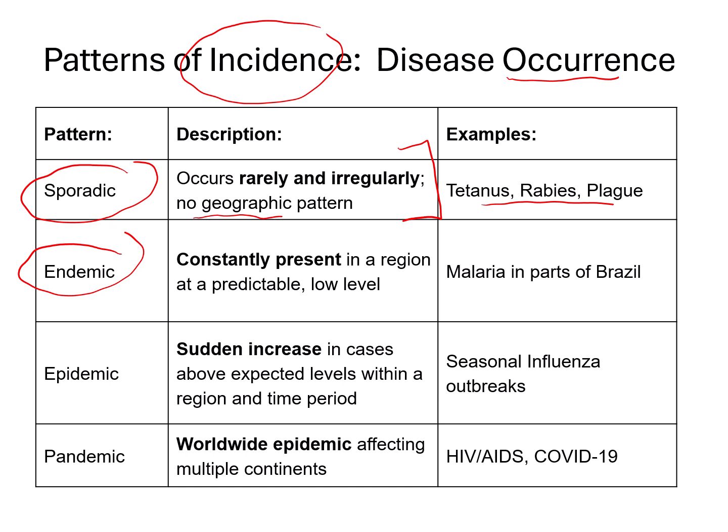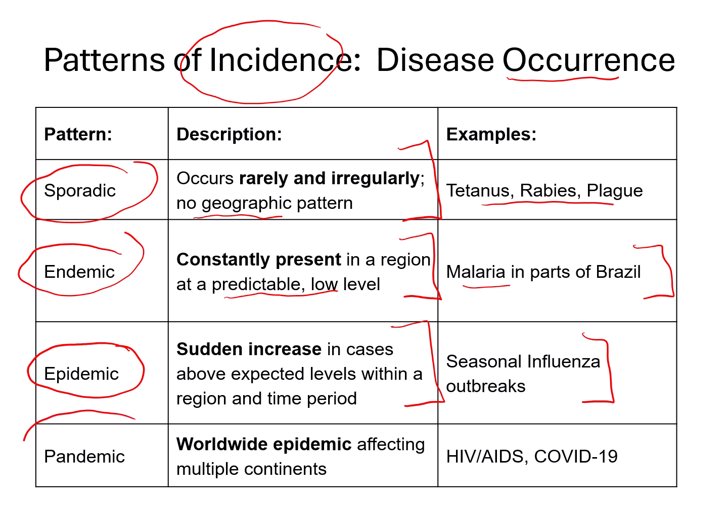Endemic diseases are consistently present at a stable level. So this is predictable, it's occurring at the rate that epidemiologists predicted they would occur. And an example is malaria in parts of Brazil. In epidemics, we see a sudden increase above expected levels. And an example could be seasonal influenza outbreaks that are unexpected.